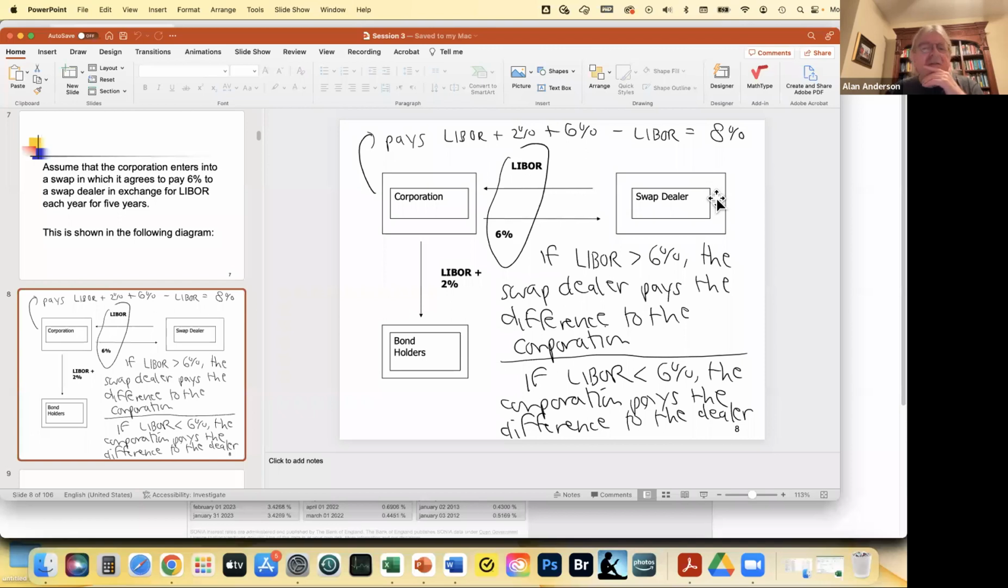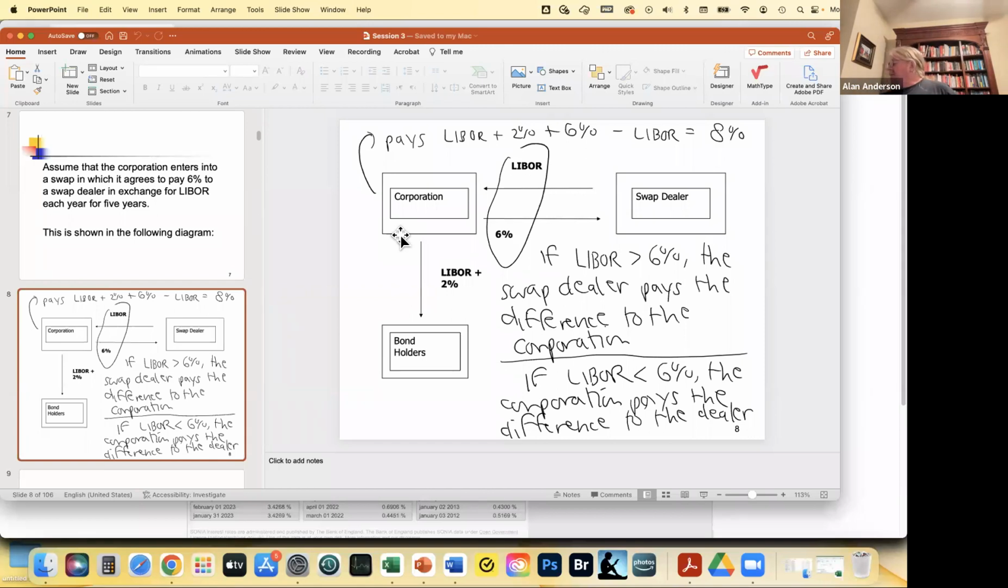So what that means is this LIBOR we receive from the swap dealer offsets the LIBOR that we pay to the bondholders. Then another 6% comes out of our pocket to the dealer and another 2% to the bondholders. So what we've basically done here is created a liability of not LIBOR plus 2%, but 8%. Because we've set this up, no matter what happens to LIBOR, we're going to end up paying a net amount of 8%.